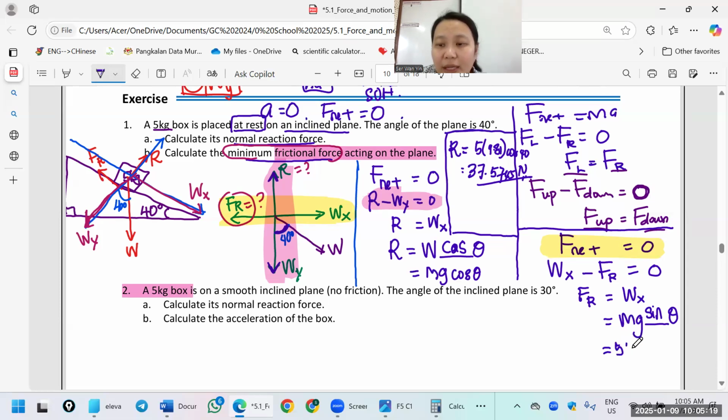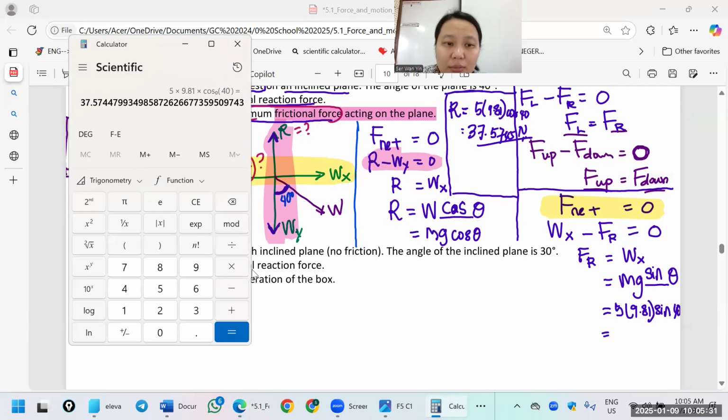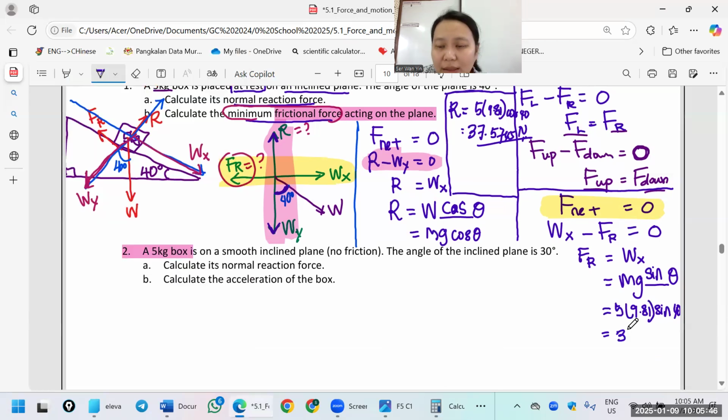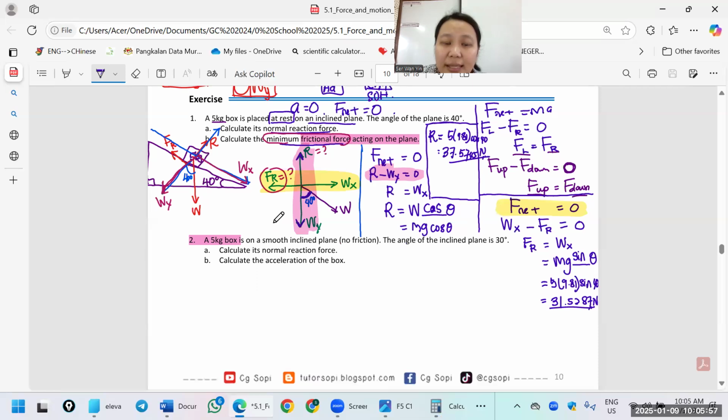So now mg: 5 times 9.81 times sine 40. So it will be 31.527 Newton. Congratulations, you did it.